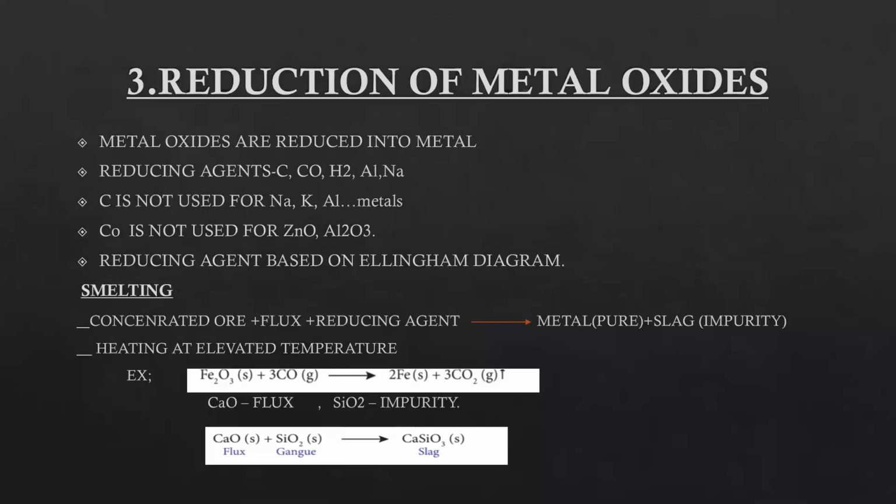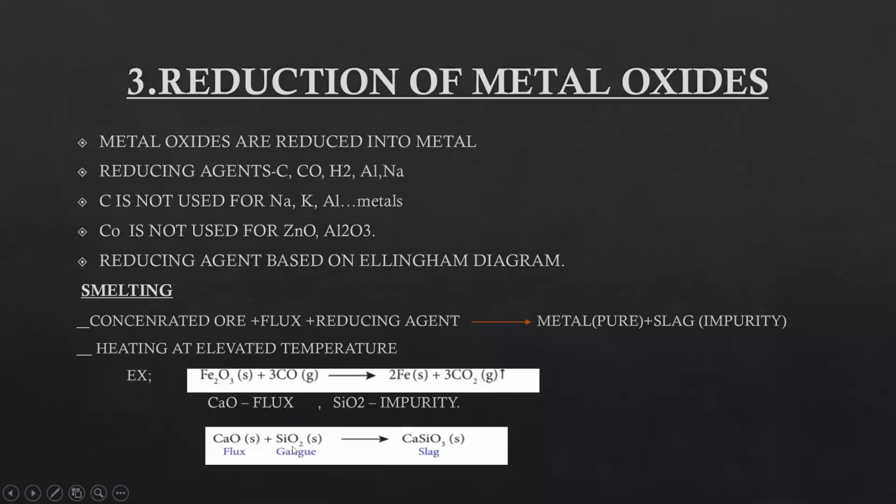The first method is smelting. Smelting means the concentrated ore is mixed with a reducing agent and a flux. Flux here means one chemical substance. Finally, we get the pure metal and the slag. Slag means impurity. We need to heat that reaction at an elevated temperature. Here iron oxide we react with the reducing agent CO, so we get the pure metal and CO2 as byproduct.